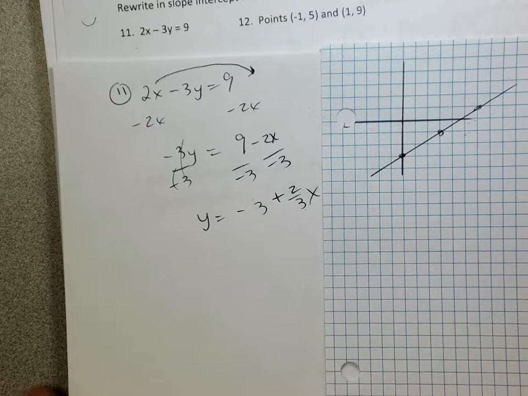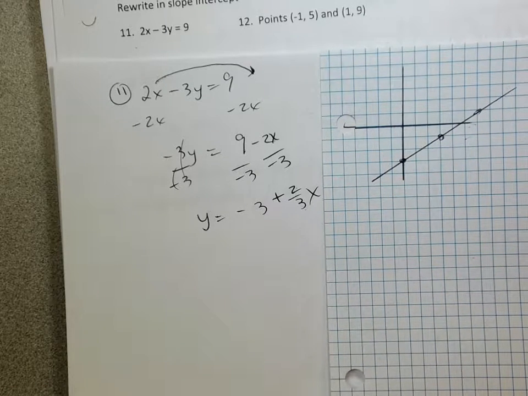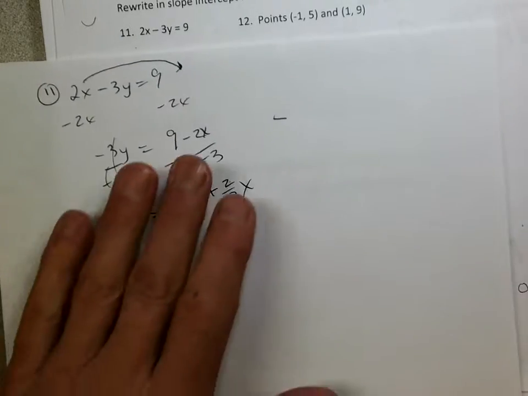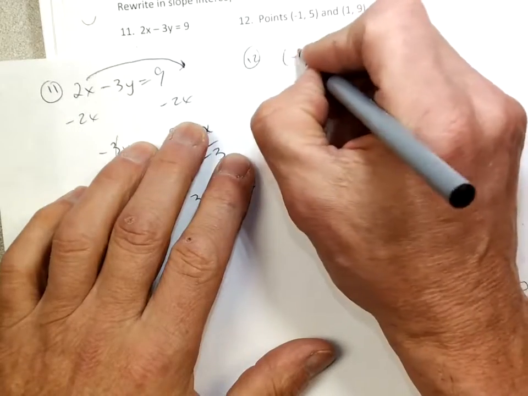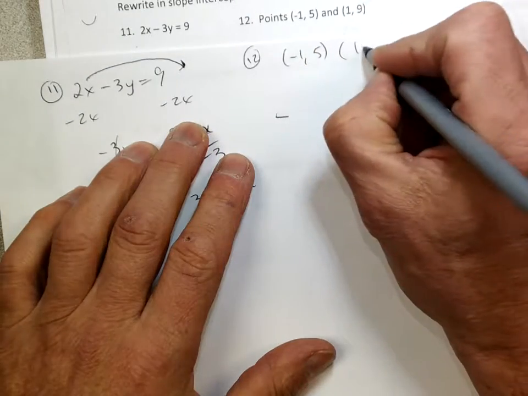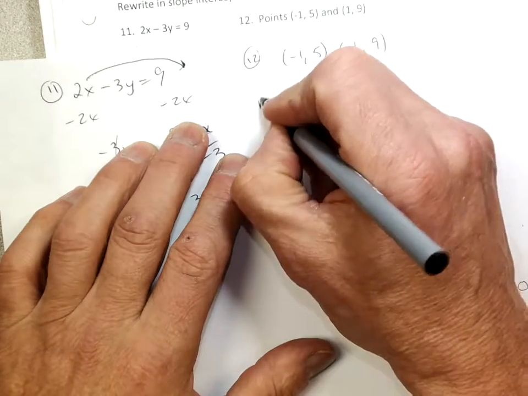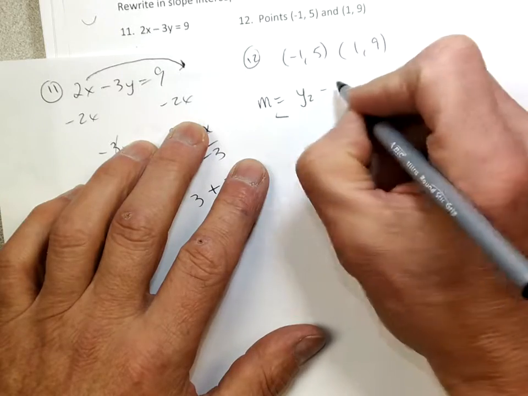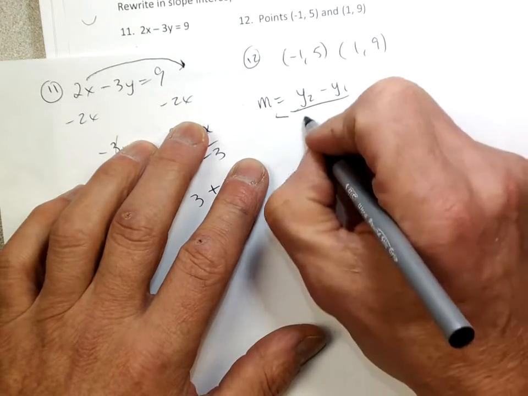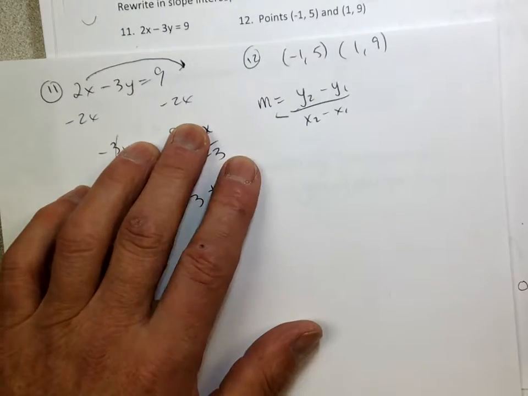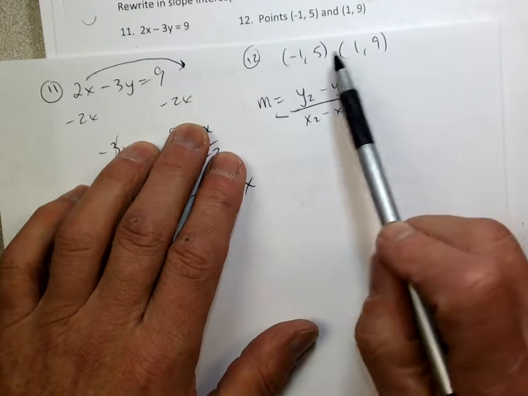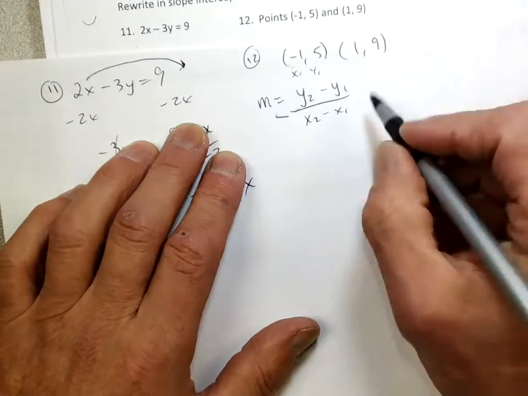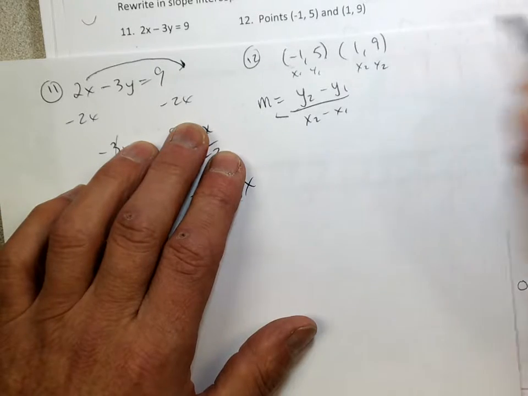Okay, number 12. You guys ready for 12, or am I going too fast? Okay. All right, number 12. So to do 12, I've got 2 points. So for 12, I've got (-1, 5) and (1, 9). So I have to find m first. Got to find the slope. Slope formula is y2 minus y1 over x2 minus x1. That's my slope formula. So every point's got an x and a y. My first point is x1, y1. Second point is x2, y2, okay?